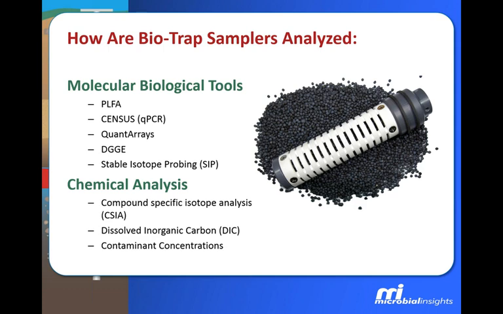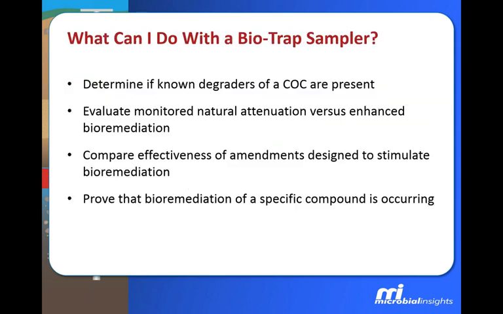We can even extract adsorbed organics out of the beads and do compound-specific isotope analysis. We can also analyze dissolved inorganic carbon, and then, of course, any contaminant concentrations that are going to show up either in the aqueous phase or the adsorbed phase on the inside of the beads. So what can I do with a biotrap sampler?